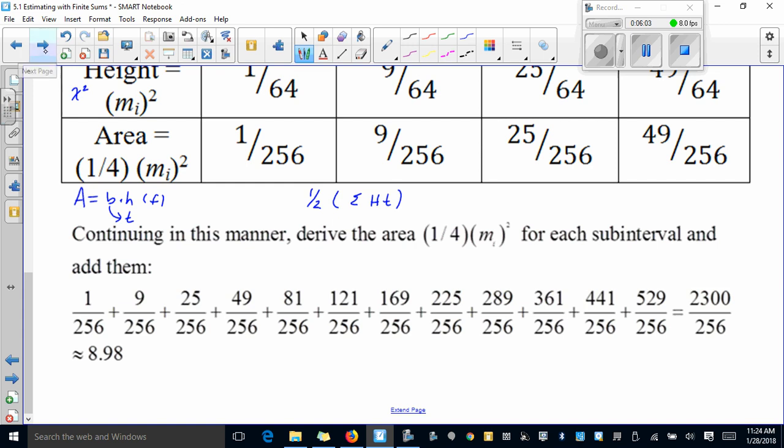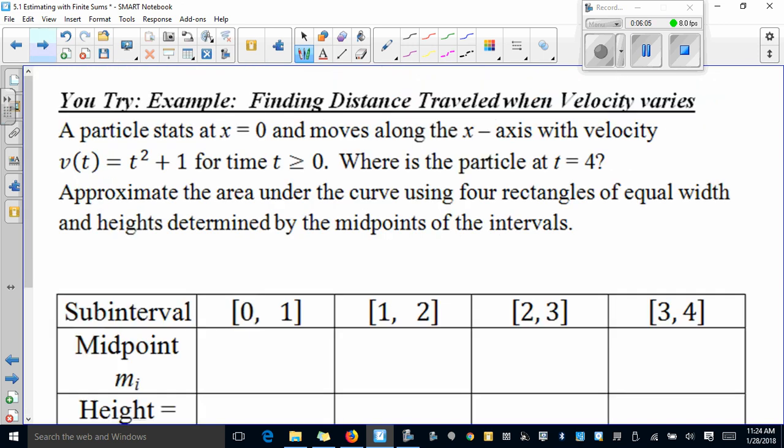Okay, so a particle starts, again, typo, at x equals 0 and moves along the x-axis with velocity v of t equals t squared plus 1 for time t greater than 0. Where is the particle at t equals 4? Approximate the area under the curve using 4 rectangles of equal width and height determined by the midpoint of the interval. So they're telling you this a lot here. We have to use 4 rectangles and we need midpoints.